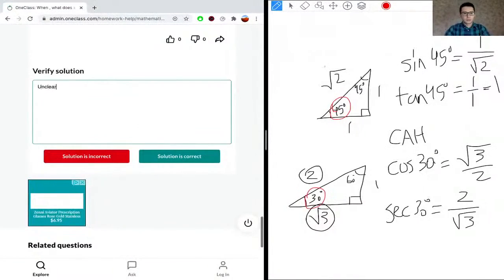So, all clear question, correct explanation. They don't really show special triangles, so we'll take that out.